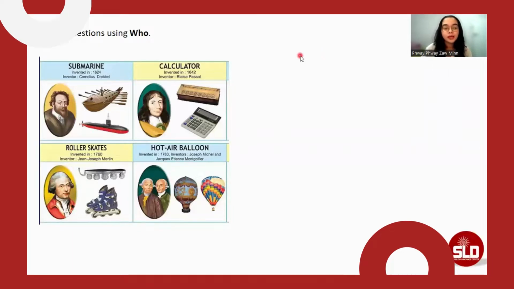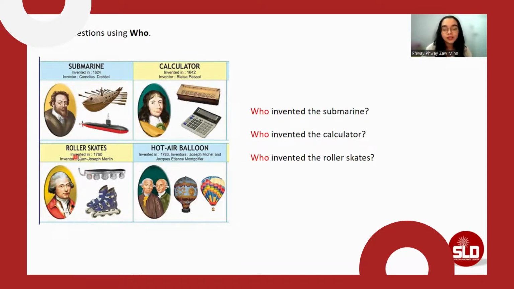Now let's try this exercise. Make questions using who. So we're going to ask about the person. So the first question is, who invented the submarine? What about this one? Who invented the calculator? This one, who invented the roller skates? And the last one, who invented the hot air balloon?